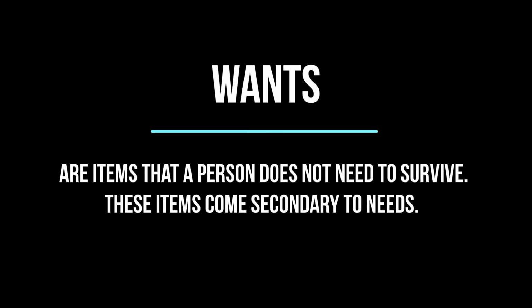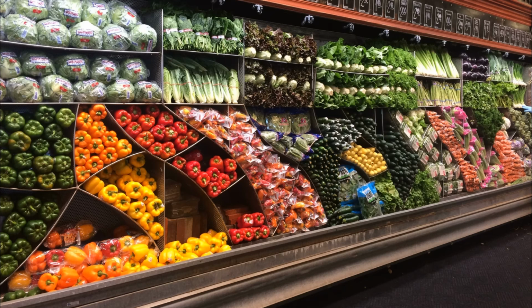Wants are items that a person does not need to survive. These items come secondary to needs. It could be anything like a bigger house or a new car or organic food, clothing that is not absolutely needed, entertainment, alcohol, going on vacation, and so forth. Businesses that sell those items that people need are always going to do pretty well unless the economy is an absolute disaster, or other businesses, their competition, are able to offer the products at a lesser cost.